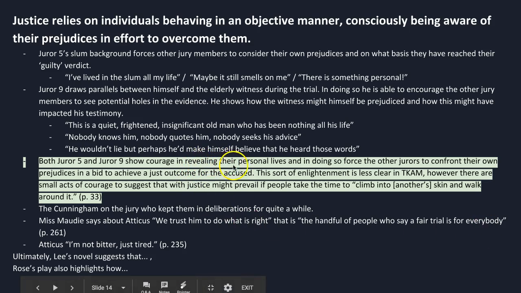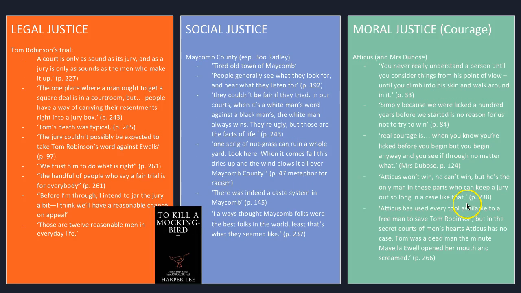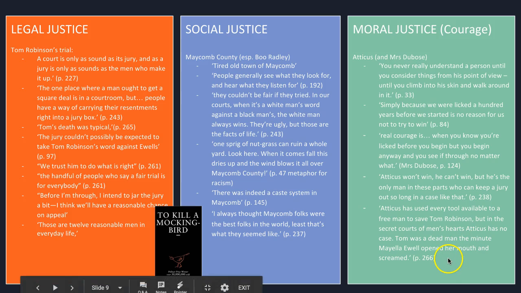So whilst Atticus shows courage for the whole people of Maycomb, and when I say the whole people, I mean the forward-thinking group who believe in a just outcome for everybody, he's showing courage for them on their behalf. It's not as successful as these gentlemen. I think you need to point that out. That he tries and he fails, but there is that quote where he says, just because we were licked 100 years beforehand doesn't mean we shouldn't try.